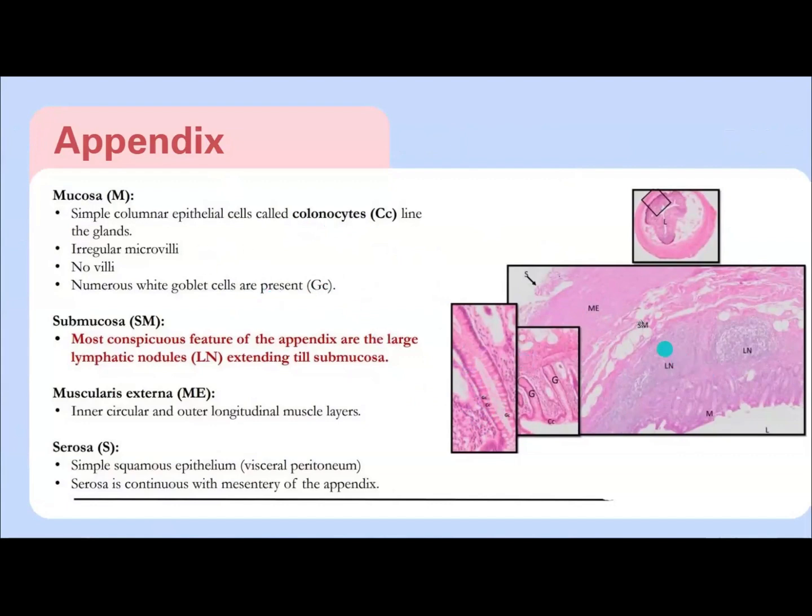What about the submucosa? The submucosa contains a very important structure, and that is the best way for you to know that you're in the appendix. The most conspicuous feature of the appendix is the large lymphatic nodules, which are these structures right here, extending into the submucosa. Basically, anything that has lymphatics in it is related to the immune system. So you have a circle with many different dots inside of it. This is a lymphatic nodule.